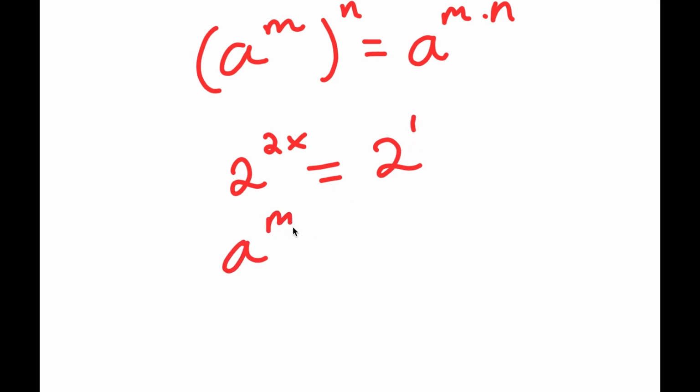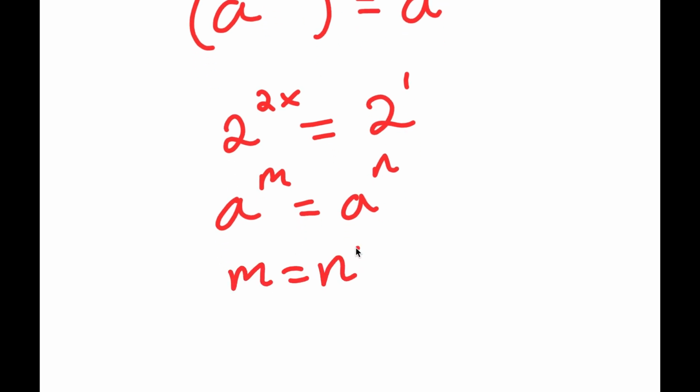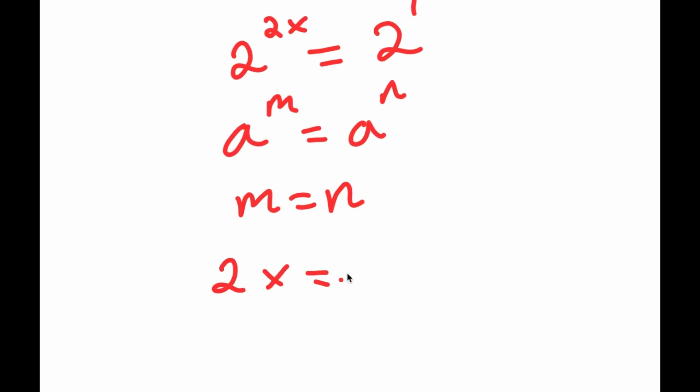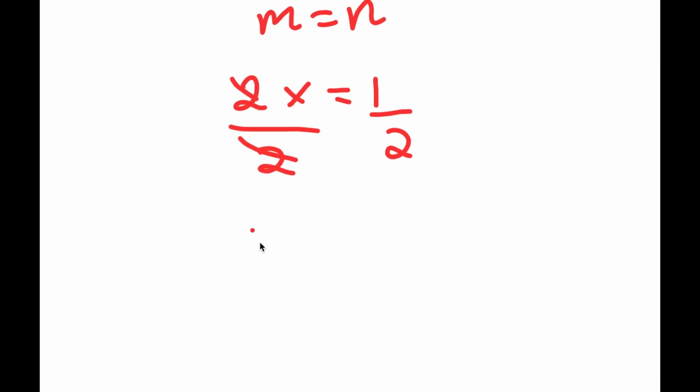Now, if I have something in the form a to the power of m is equal to a to the power of n, this means that m is equal to n. So I get 2x is equal to 1. Now, if I divide both sides by 2, I get x is equal to 1/2.